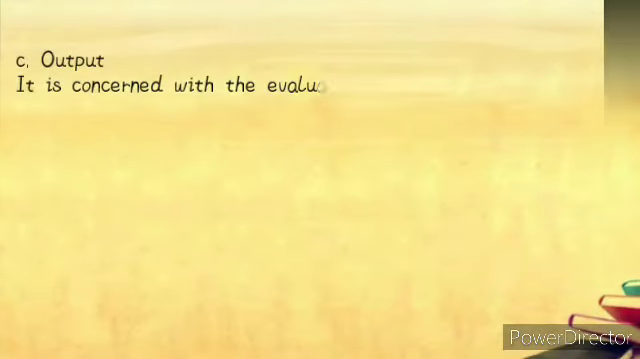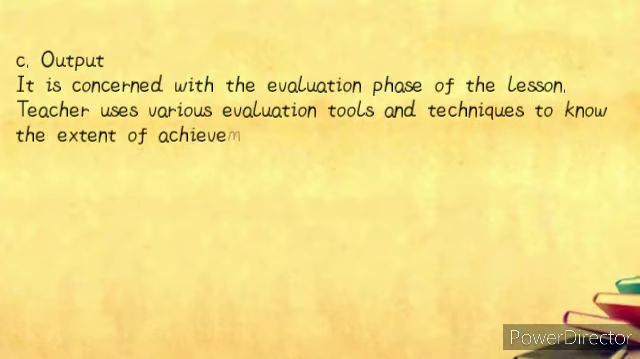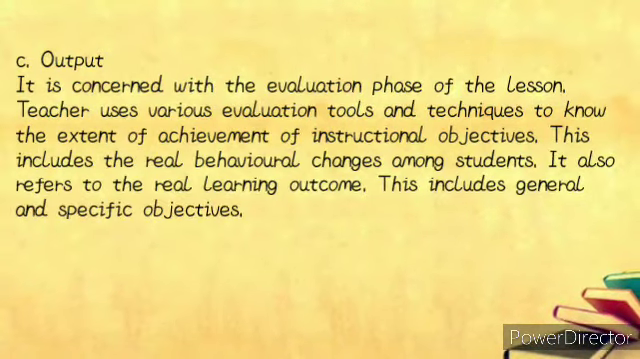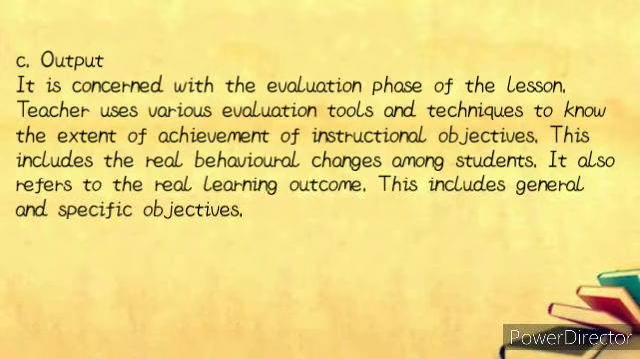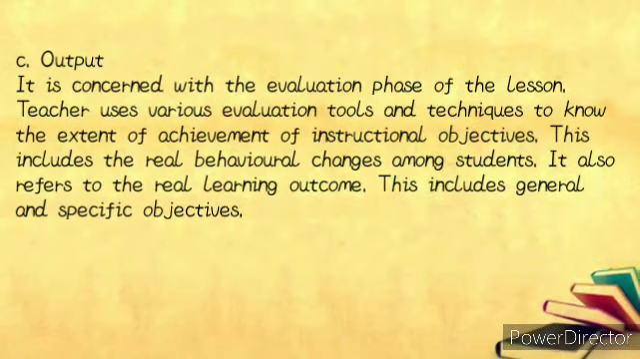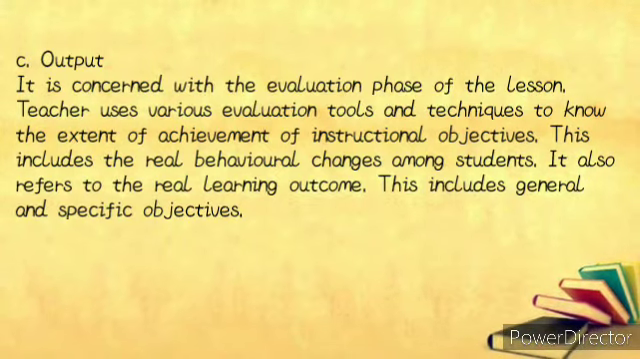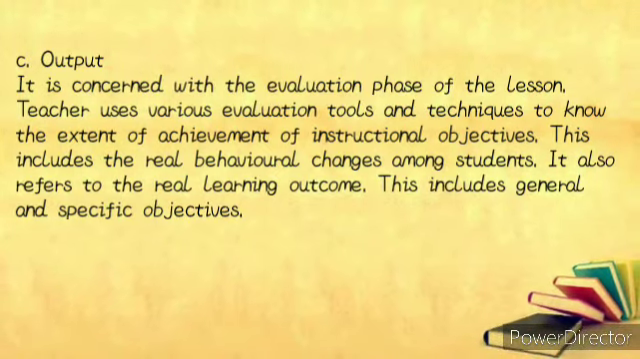The last step is output. It is concerned with the evaluation phase of the lesson. The teacher uses various evaluation tools and techniques to know the extent of achievement of instructional objectives. This includes the real behavioral changes among students. It also refers to the real learning outcome. This includes general and specific objectives.